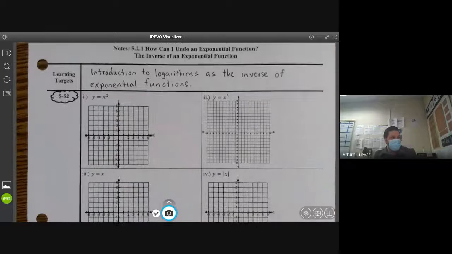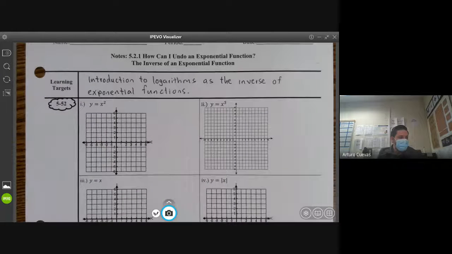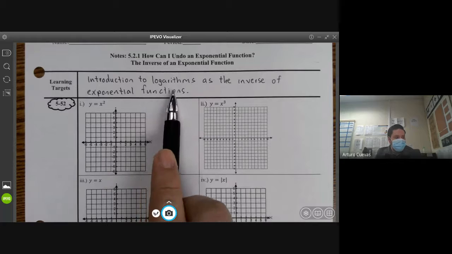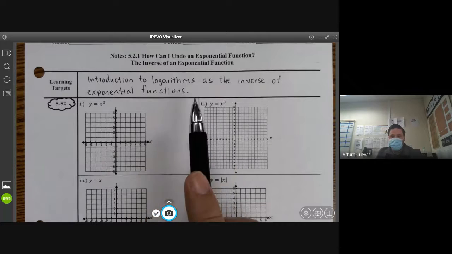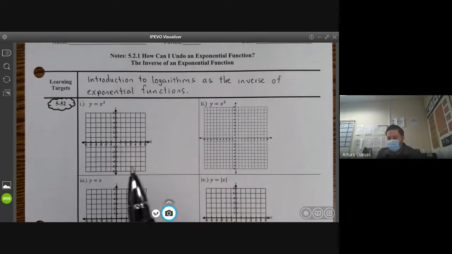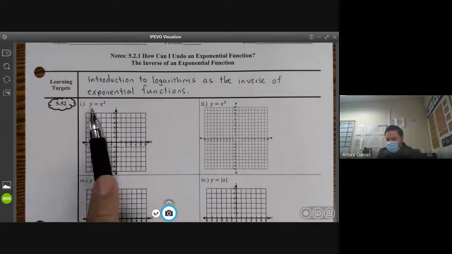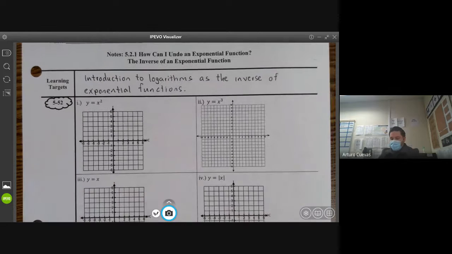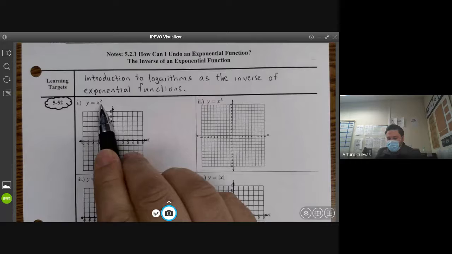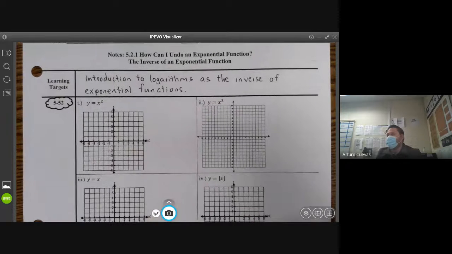We are starting notes 521, and we're introducing ourselves to logarithms as the inverse of exponential functions. First off, we're going to graph some parent functions and determine their inverses. So we're starting with y equals x squared. That is the parabola, right? The parent quadratic function. What are some key points? Tell me in class.